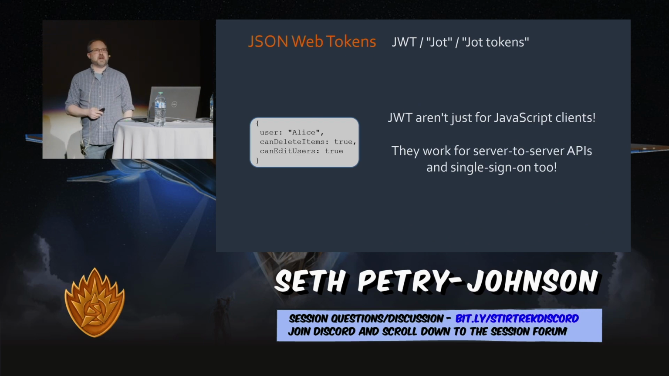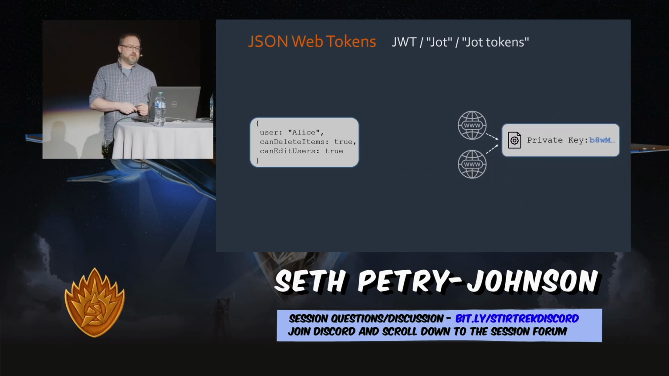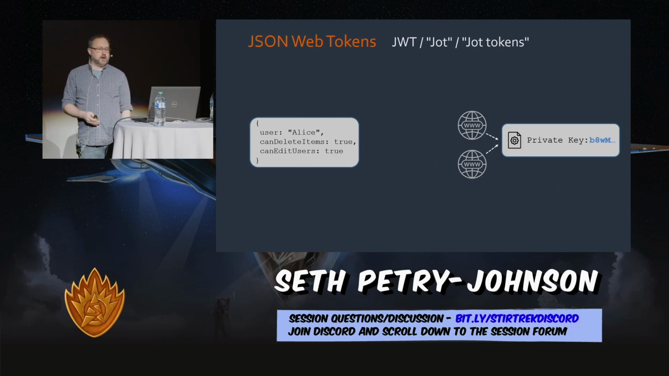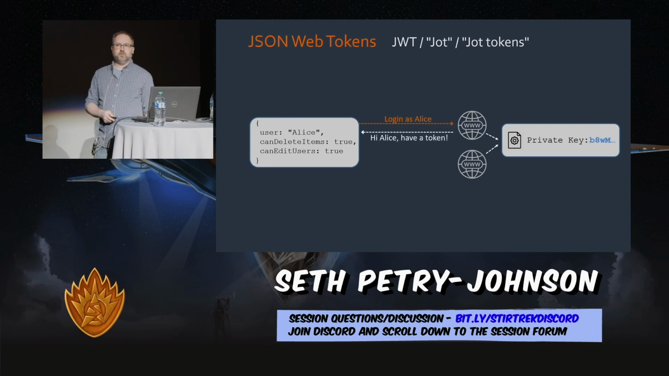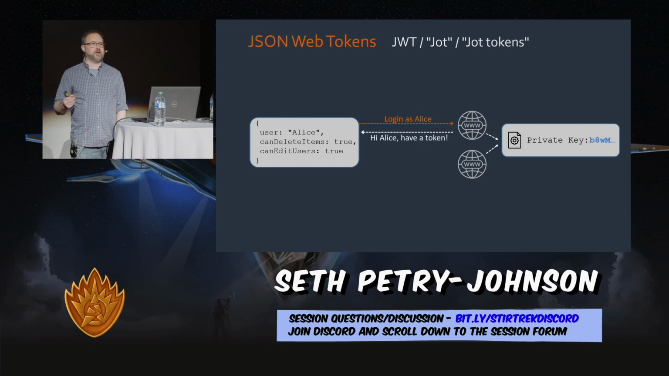So I used a JS client as an example, but JSON web tokens work for server-to-server API calls as well. They can also be used for single sign-on, at least in some simple cases. So let's say that you manage multiple web applications. They both have access to the same private key. Alice could authenticate to server 1 with her username and password. That'll get her a web token signed by that key.